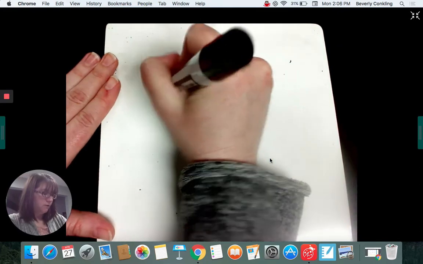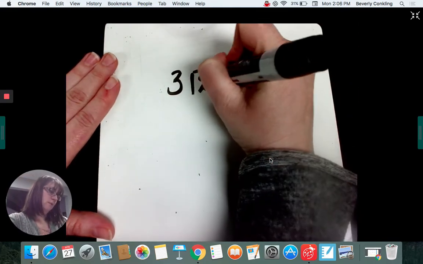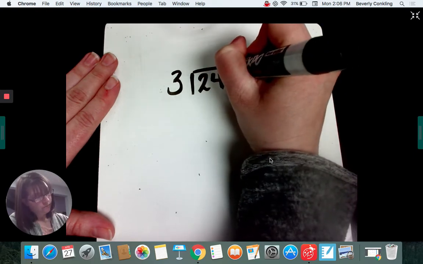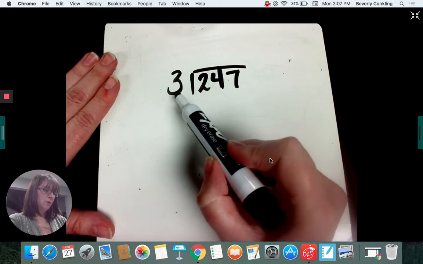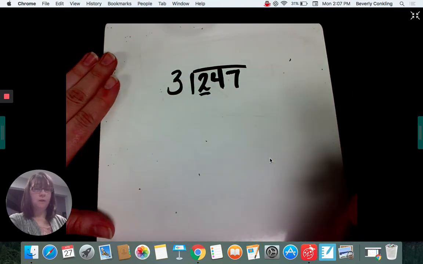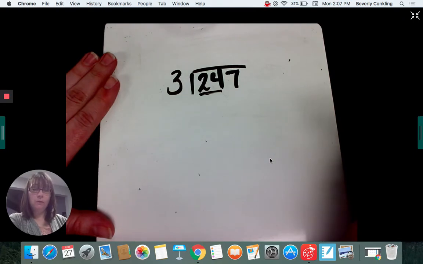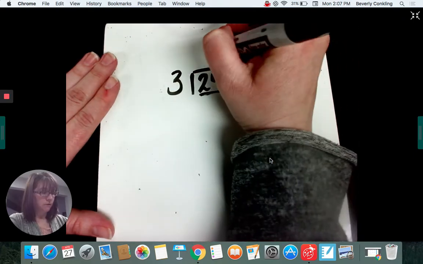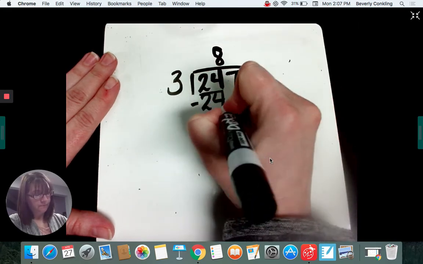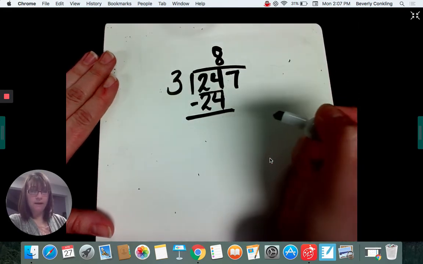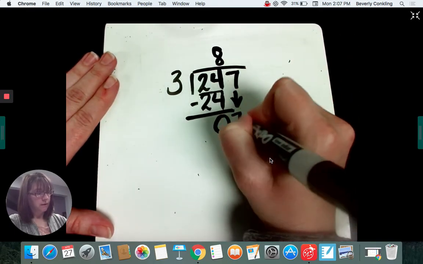what if I have... so 3 cannot go into 2. How many times will 3 go into 24? Well, let's see, 3 times 8 is 24. 24 minus 24 is 0. So I'm going to bring down my 7.